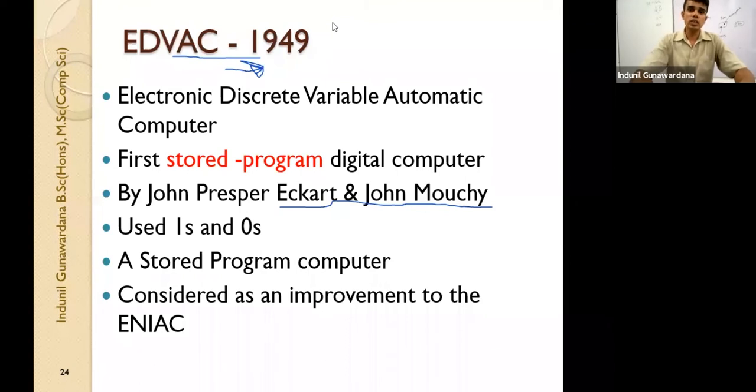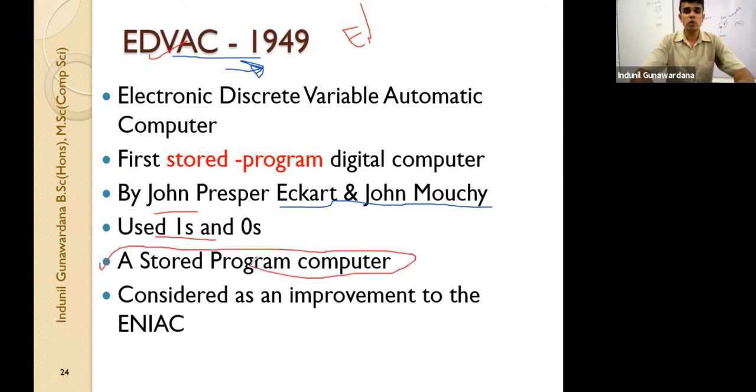Okay, somehow I'll come back to the lesson. John Presper Eckert invented the earlier machine called ENIAC. And EDVAC is also his invention. This is digital, using ones and zeros. And this is treated as the stored program computer. That's the invention. That's the importance here. EDVAC is treated as the stored program computer.